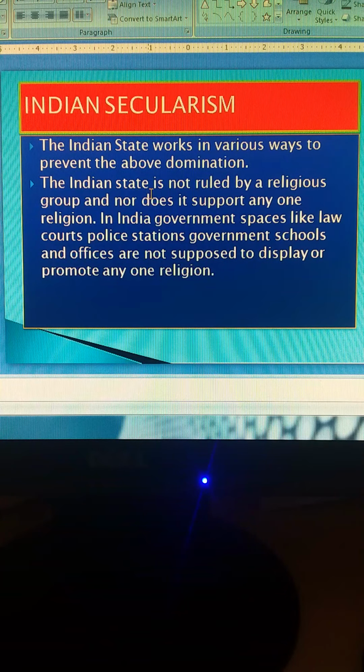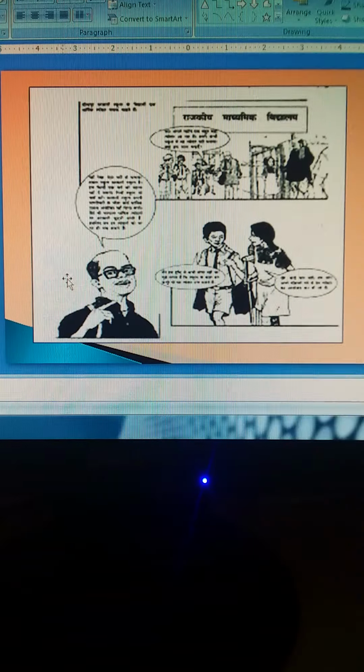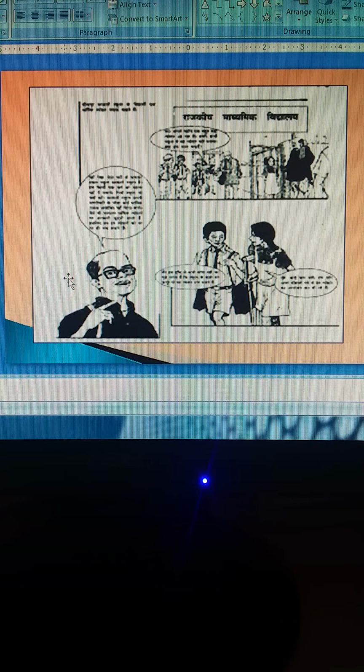So the Indian state works in various ways to prevent the above domination. What is it? The Indian state is not ruled by a religious group, nor does it support any one religion. In India there is not only one religious group, and the state does not support only one religion. Spaces like law courts, police stations, government schools and offices are not supposed to display or promote only one religion. This is a very important part we should know, and for this we are going to understand with a story that is given in your book. Let us read the story.